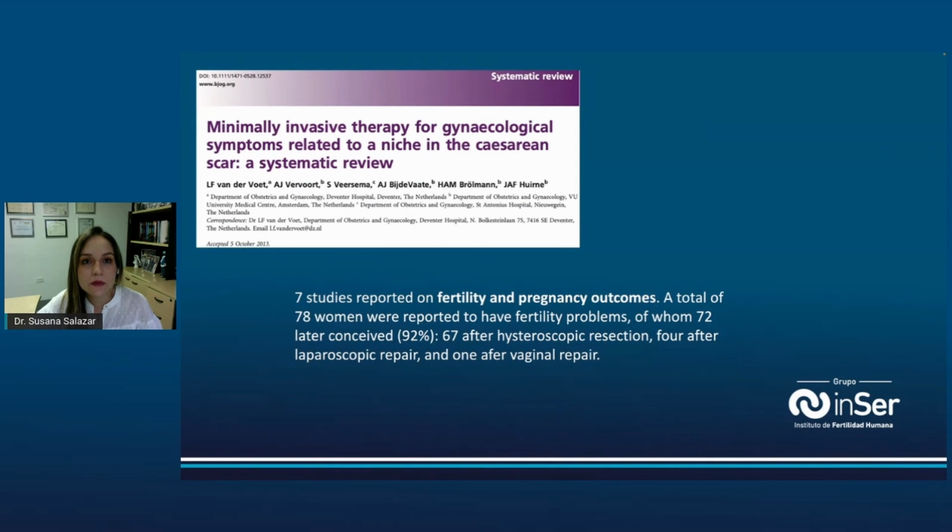This is a systematic review published in 2014. Seven studies reported on fertility and pregnancy outcomes. A total of 78 women were reported to have fertility problems, of whom 72 later conceived, 92%: 67 after hysteroscopic resection, 4 after laparoscopic repair, and 1 after vaginal repair.